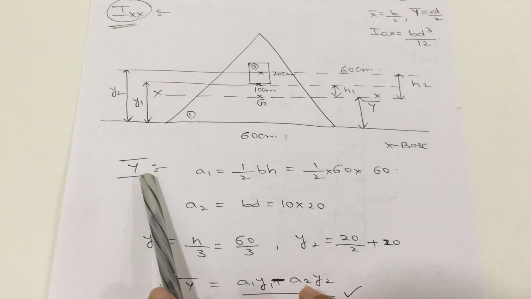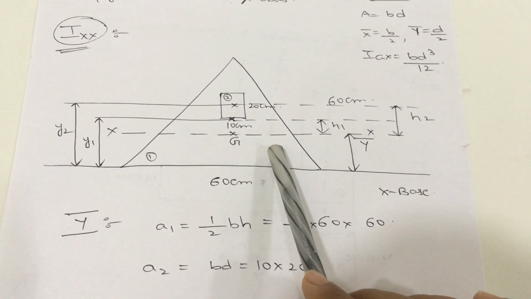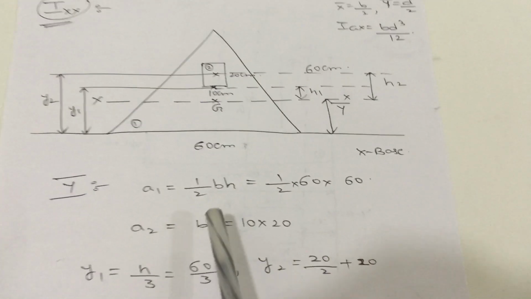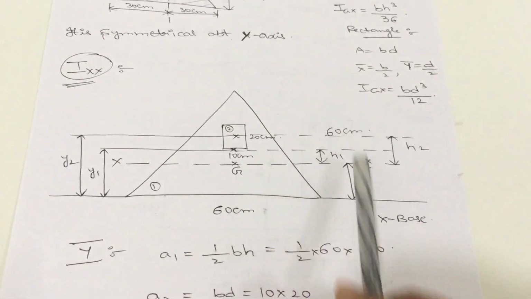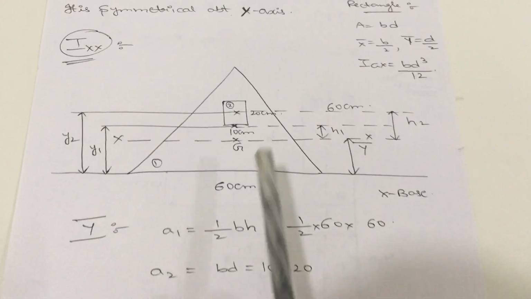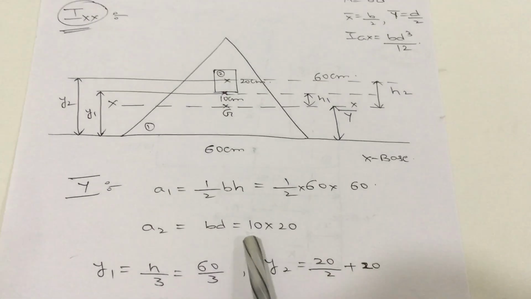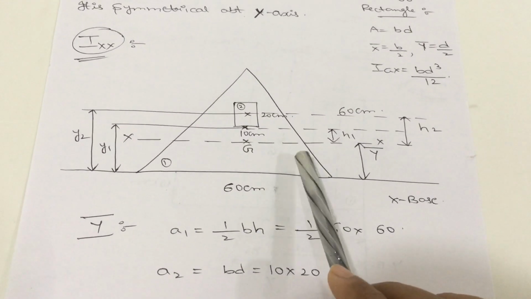Now first of all, we will calculate the y bar value. Here, area value for the first section, the triangular section. Formula for the triangle is half BH. So here half BH, base value is 60 and height value is 60. So half into 60 into 60. Next, area value for the rectangle. Base into depth, 10 into 20.